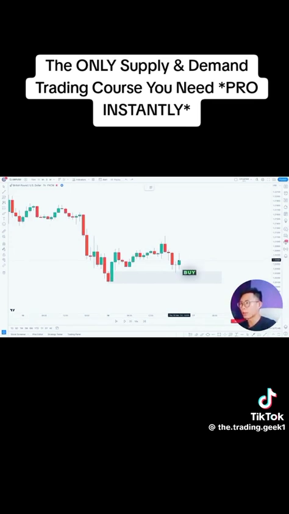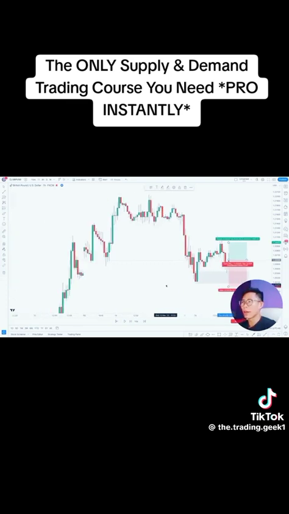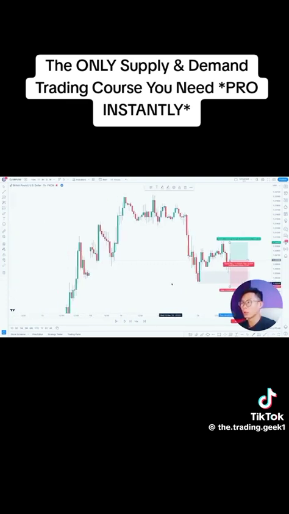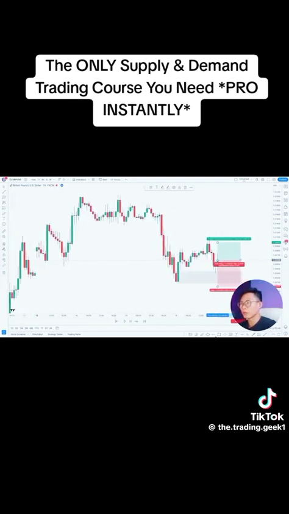So this is where you can enter for a buy, place your stop loss below this demand zone, and take profit at the next supply zone. If you look towards the left, you can identify there's actually a supply zone somewhere right around here.